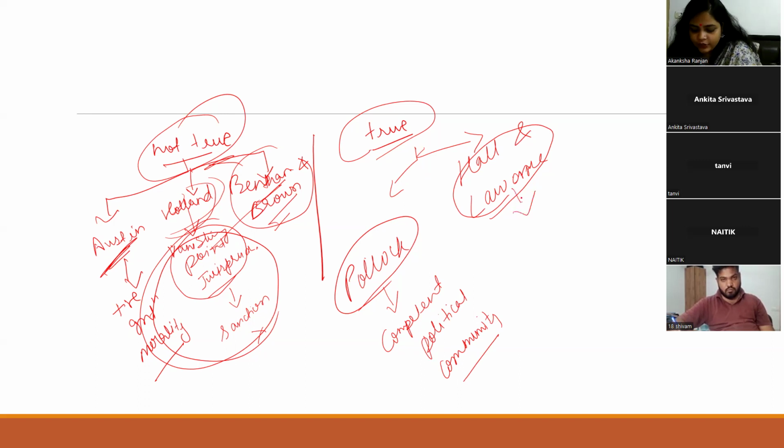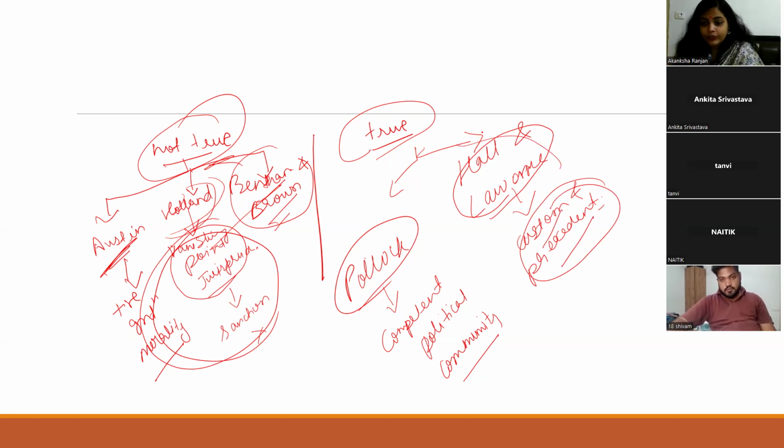Hall and Lawrence have also said that it is enforced on the basis of custom and precedent, because that is how international law is recognized. So that is why we are following it as per custom and precedent, and that is why it is a true law. So this is what these people have talked about international law, and that is important.